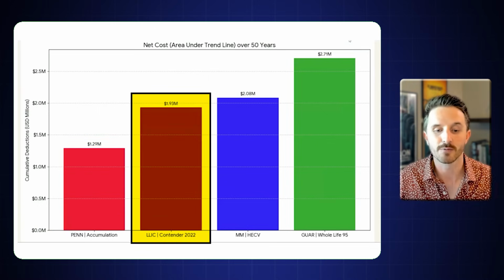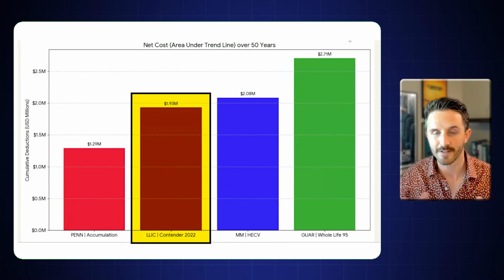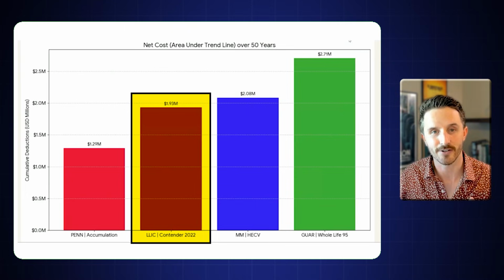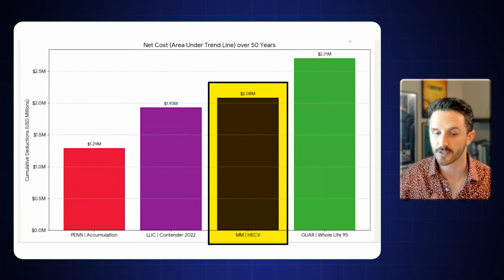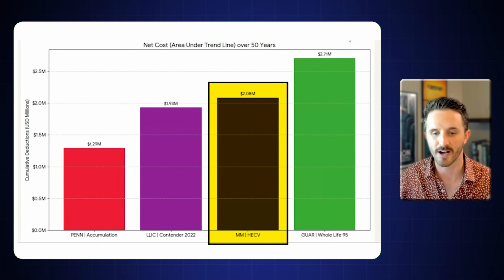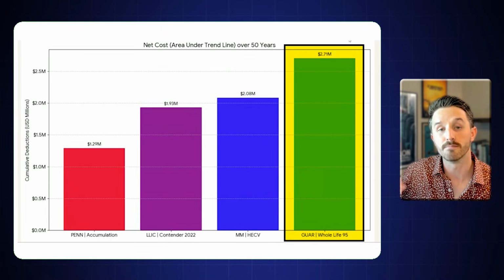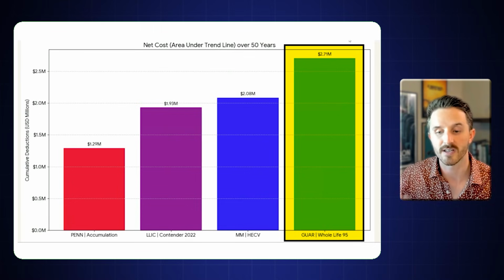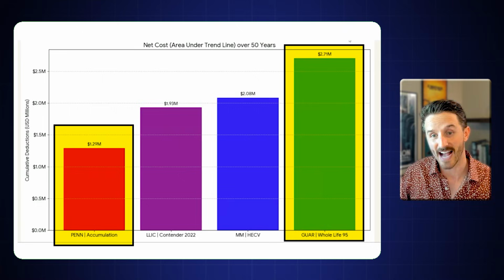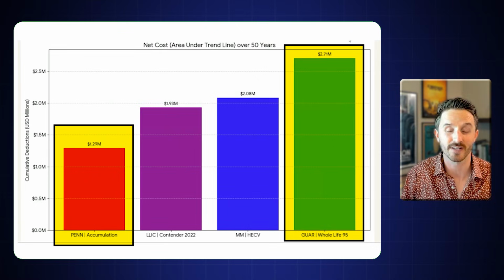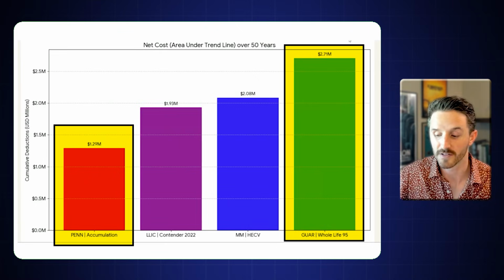The next lowest was Lafayette Life. Once again, 2 million over a 50-year period. This was the contender product, 1.93 million. The MassMutual HEC V was about 2.08 million. So very similar net cost between Lafayette Life and Mass. And then Guardian was the most at 2.71 million. That's the whole life 95. So as you'll notice, Penn is actually less than half of the internal net charges that Guardian is over the same time frame.